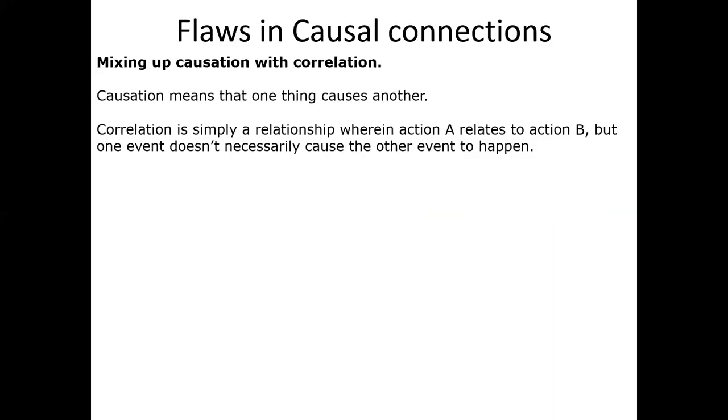Now, this is the number one way in which GMAT tries to confuse you. It tries to mix up causation with correlation. Causation essentially means that one thing causes another. But correlation is simply a relationship wherein action A relates to action B, but one event does not necessarily cause the other to happen. That's the difference between causation and correlation.